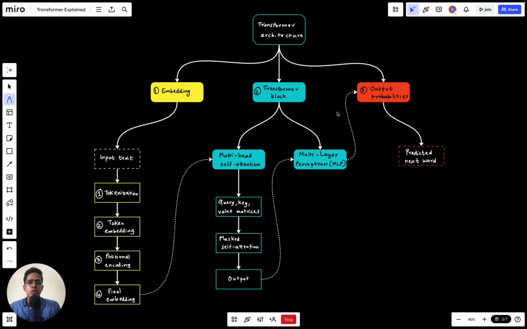So this is the transformer architecture in short. I am definitely sharing the link to the Poloclub transformer explainer in the description.